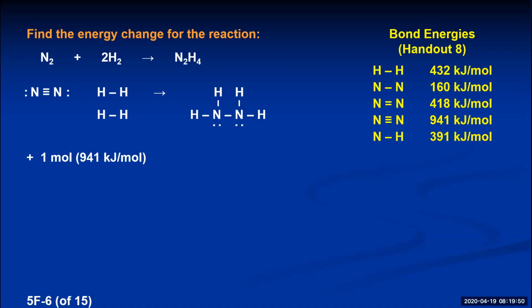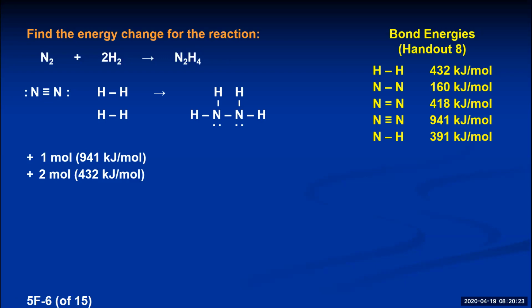So to break the bond in the N2 molecule, we're going to add 1 mole multiplied by 941 kilojoules per mole. We have to break 2 moles of hydrogen-hydrogen single bonds, so I'm going to add to that 2 moles multiplied by 432. That's all the reactants. On the product side now, what are we forming to make the N2H4 molecule? We're going to have to create 1 mole of nitrogen-nitrogen single bonds, and we're going to create 1, 2, 3, 4 moles of nitrogen-hydrogen single bonds.